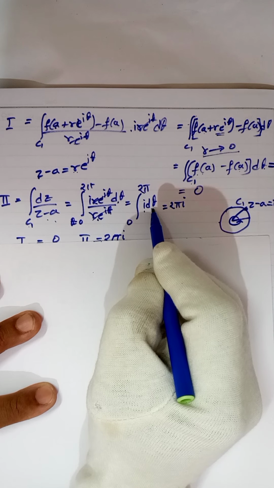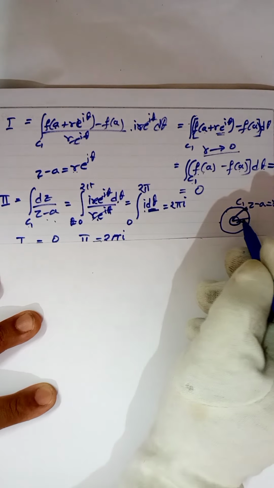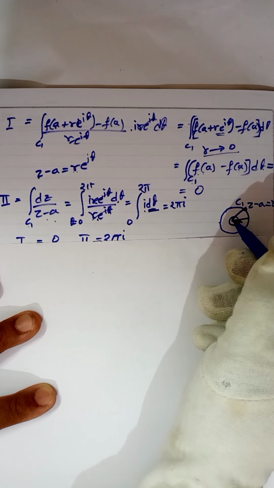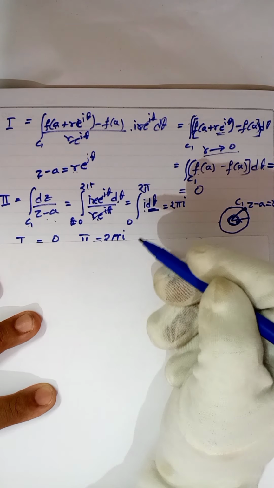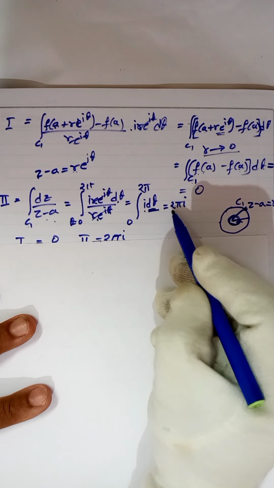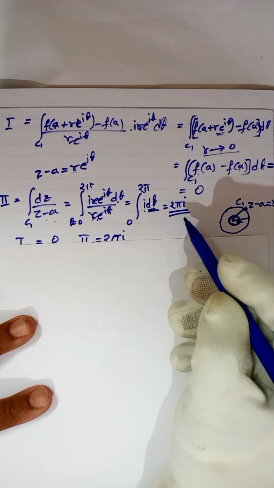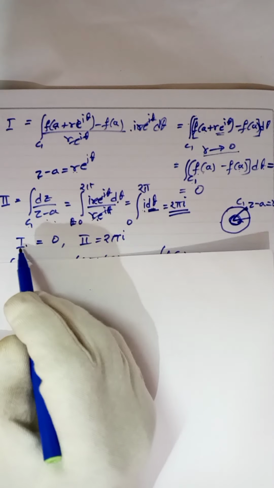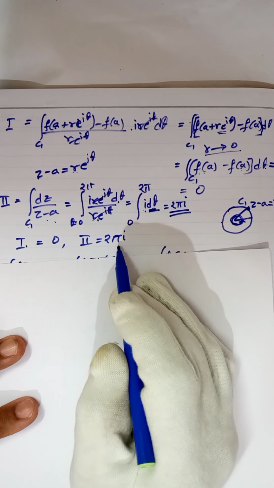Now what is the limit? Here we are integrating with respect to theta, so the limit would be in terms of theta. Theta varies between 0 to 2 pi. The limit is equal to 0 to 2 pi. So this is equal to the integral from 0 to 2 pi of i d theta, which is equal to 2 pi i. Now the first integral would become 0 and the second integral would become 2 pi i.